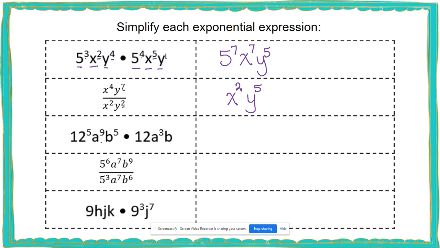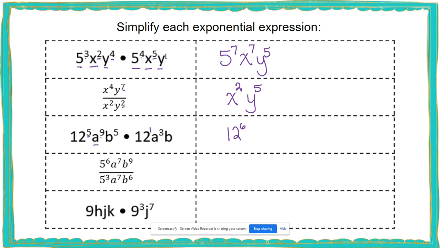Next, I have 12 to the fifth, a to the ninth, b to the fifth, times 12, a to the third, b. This is multiplying, so I'm using the product rule, which means I'm going to add my exponents. So I'm going to start with 12. This 12 has an exponent of 5, and this 12 looks like it doesn't have an exponent, but we know that it has an invisible exponent of 1. So I'm going to do 5 plus 1, which gives me 12 to the sixth power.